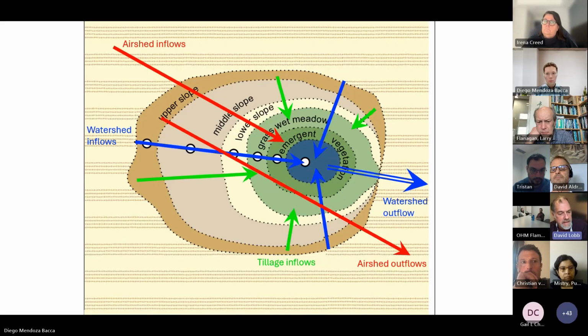Now, we have nearly completed our study of the lateral transfers of sediment and associated organic carbon and nutrients between and within catchments. And these transfers by wind, water, and tillage erosion are small but significant, and they account for much of the material that accumulates in these riparian zones of agricultural landscapes. Next slide, please.